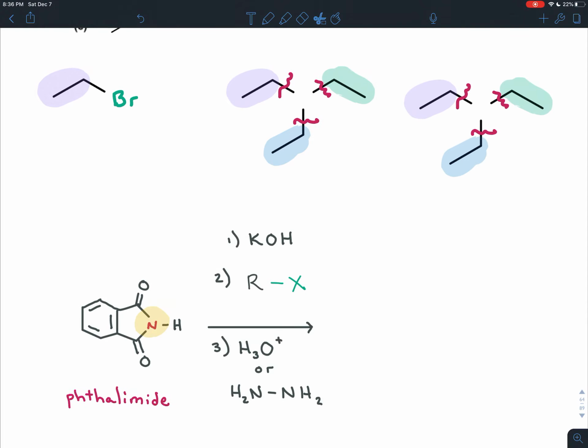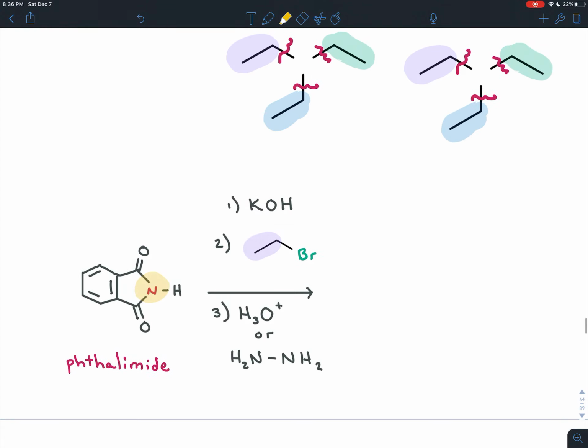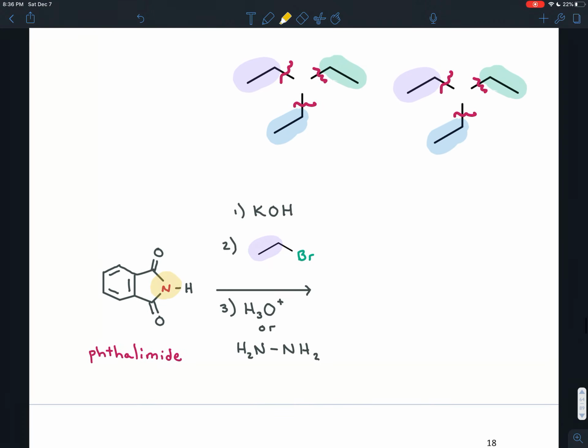Now that's the only one that you can attach using the Gabriel synthesis, because it's an SN2 reaction, it can only work to make a primary amine. It's partly because it's an SN2 reaction, but it's partly because this nitrogen in phthalimide is bonded to 2 other groups. And so it only has 1 hydrogen that it can use to do this SN2 reaction. And that's why you can only make a primary amine with the Gabriel synthesis.